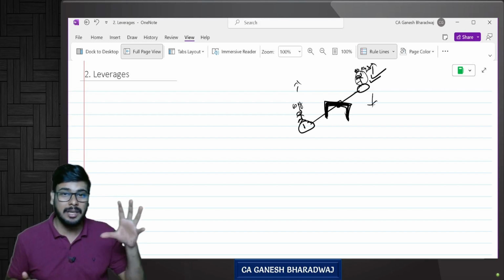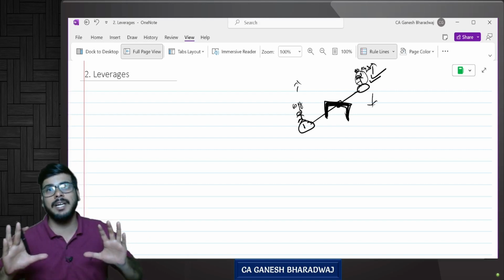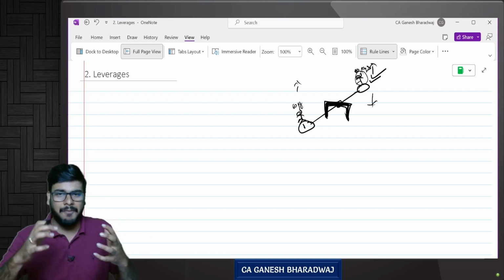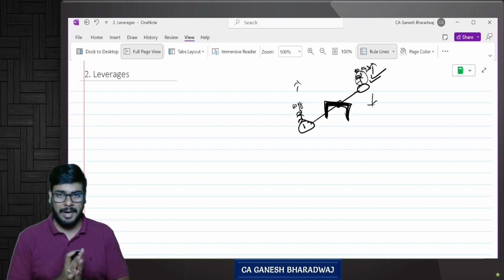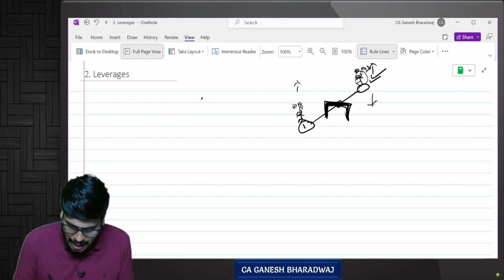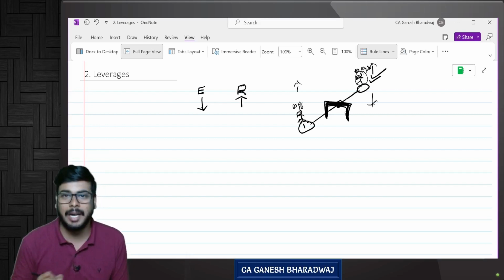Sir, how is this related to financial management? I will connect the dots. You don't worry about it. For the time being, you just follow whatever I'm saying. So basically, what do you mean by leverage? Lesser effort and more result. Your effort should be less, and for the lesser effort, you will get more result. Are you clear with this?